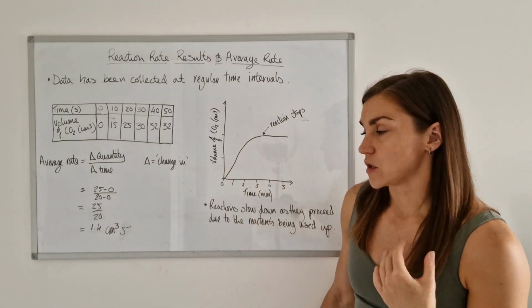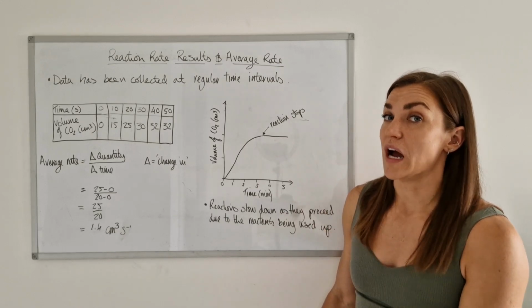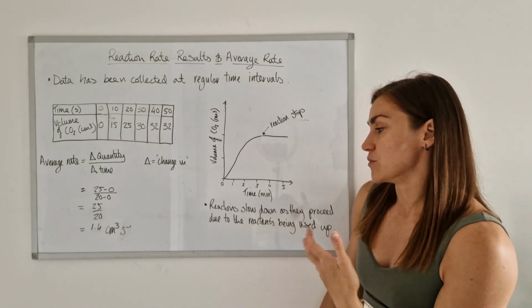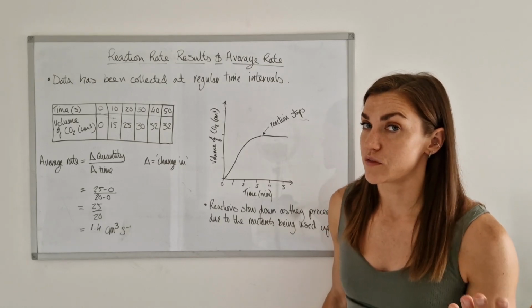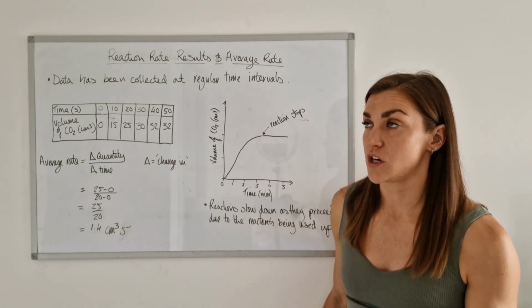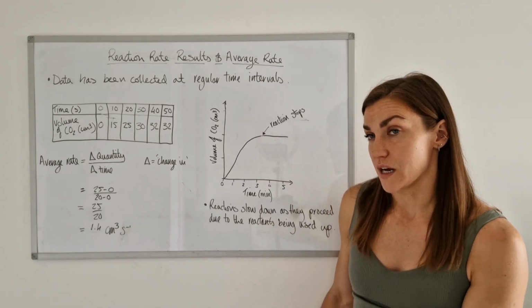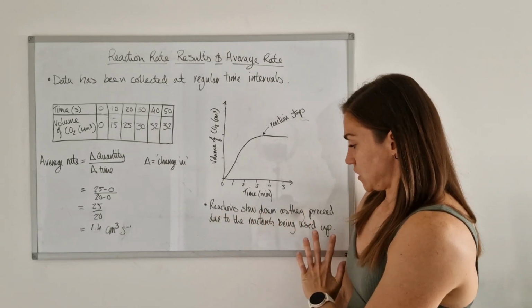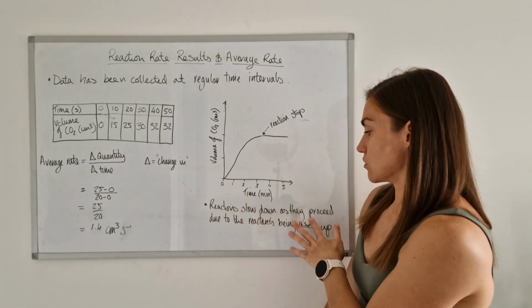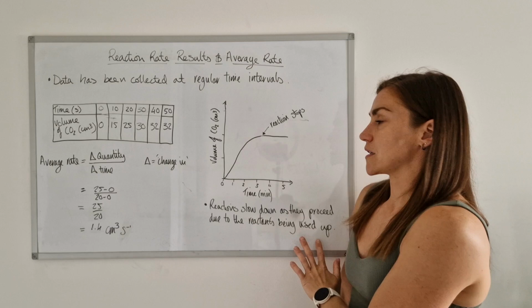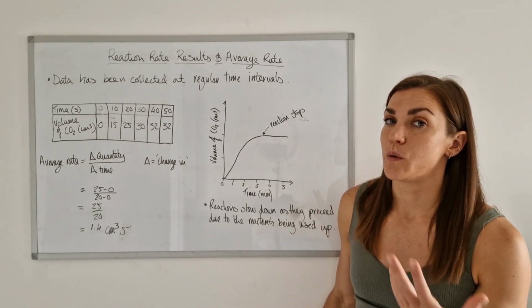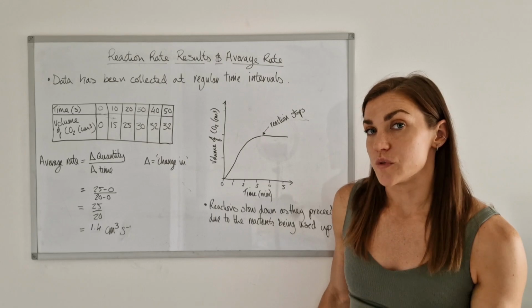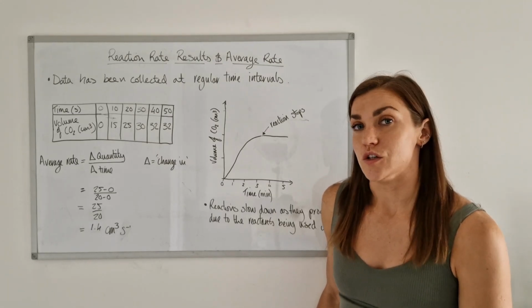This happens because for any reaction, doesn't matter what the reaction is, as the reaction proceeds, your reactants are getting used up. So if you've not got as many reactants left, you're not going to have as fast a reaction. So this is just one thing to remember, that reactions slow down as they proceed due to the reactants being used up. So if you get asked in an SQA exam why the reaction slows down as it proceeds, it's just because the reactants are being used up.